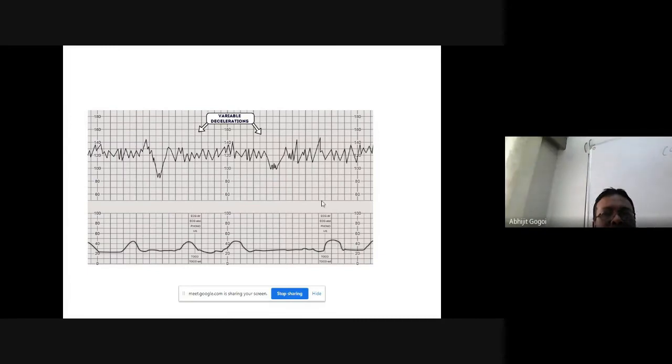DRC Bravado, B for baseline. You have to draw the baseline of the heart rate. It goes around 120. We write the baseline heart rate as 122 beats per minute. Then what is it after B?